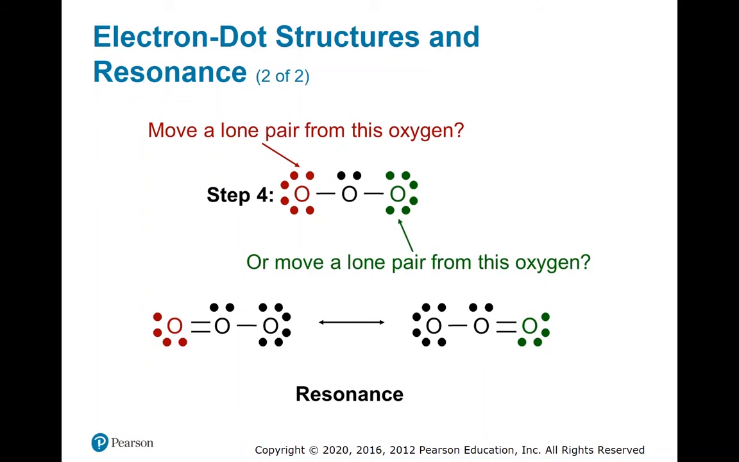So at step 4, we had what you see up there at the top of the screen, and we could use a lone pair from the red oxygen, which is what we did in the previous slide, or the green oxygen. And if you use a lone pair from the red oxygen, you get the resonance form shown here on the left. And if we use not a lone pair from the red oxygen to form a double bond, but one from the green oxygen instead, then we're going to end up with this resonance form over here.